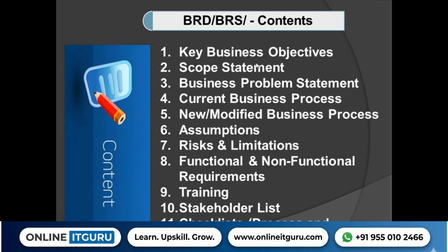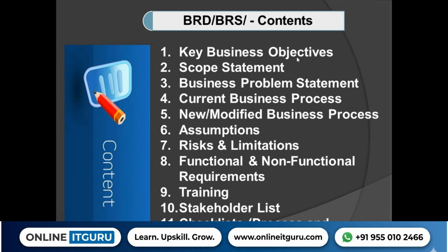In the BRD document, first we are going to explain key business objectives. That means the first thing is what is the objective of this particular business. For the particular project, the objective is to provide services to the customers without going to the bank. If you take the ATM application system, it is to provide banking services without going to the bank and without waiting in queues for hours together. This will be the objective.